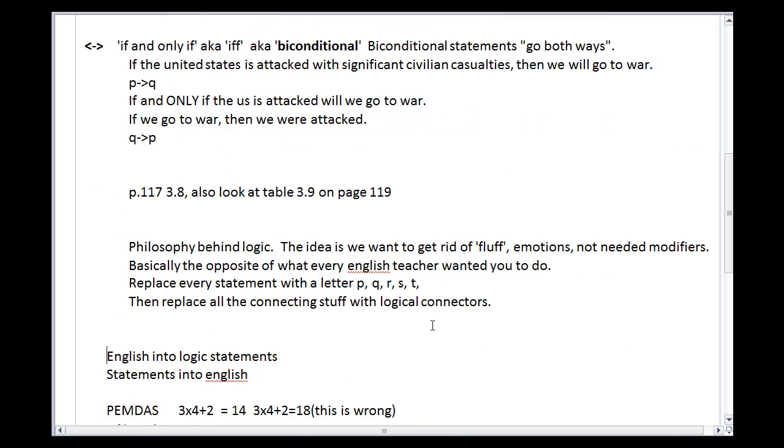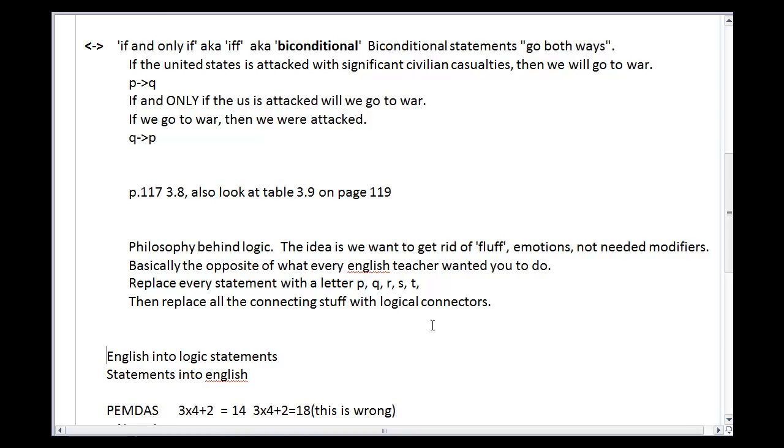So now let's get into this philosophy behind logic. The idea is we're trying to get rid of fluff, emotions. We need to get rid of the unneeded modifiers. It's basically the opposite of what every English teacher ever wanted you to do. You don't just get to talk about, okay, there was a forest around a mountain. No, it has to be a forest filled with ancient trees, creeping up to the foothills of the majestic purple mountains that tower over us into the awesome sky or something. We want to get rid of all those fluffy adjectives.